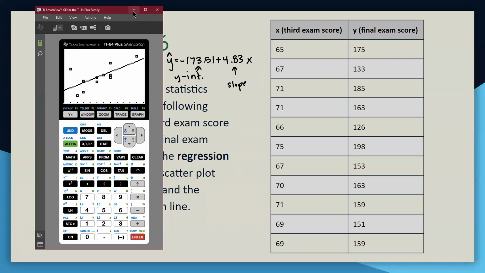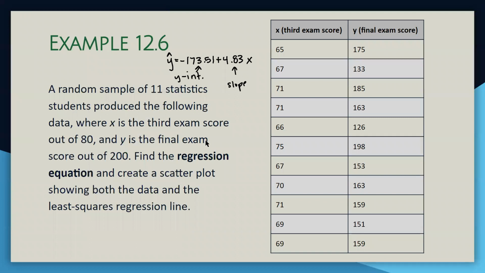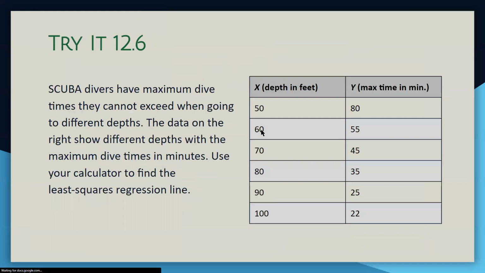But for now, I want to do another example with GeoGebra. So let's go ahead and clear that and do example 2. This came from your textbook, try it 12.6. It says scuba divers have maximum dive times they cannot exceed when going to different depths. The data on the right shows different depths with the maximum dive time in minutes. Use your calculator to find the least squares regression line.